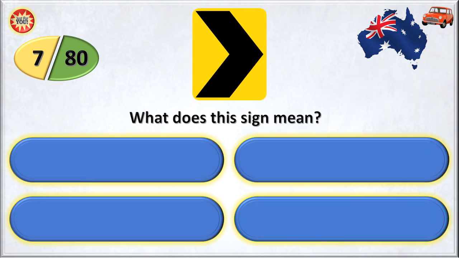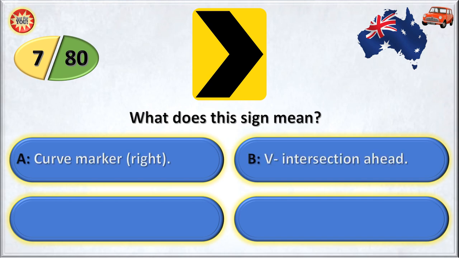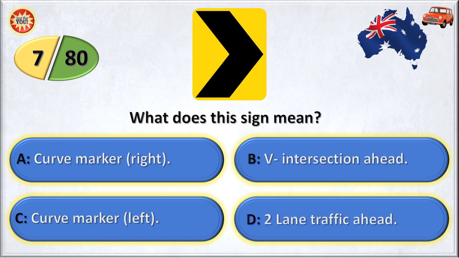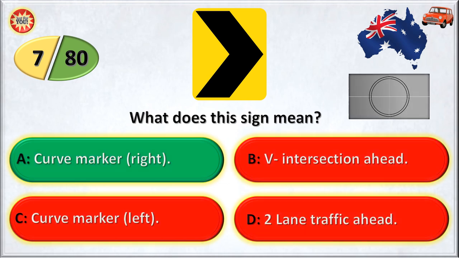What does this sign mean? Curve marker, right. V intersection ahead. Curve marker, left. Two-lane traffic ahead. Curve marker, right.